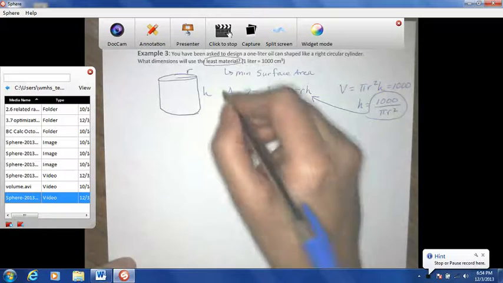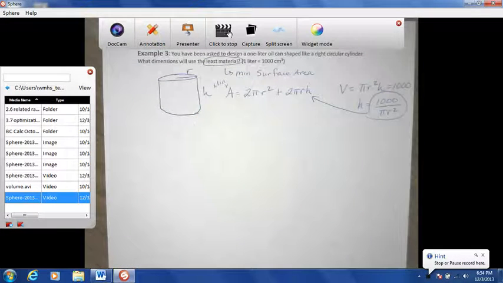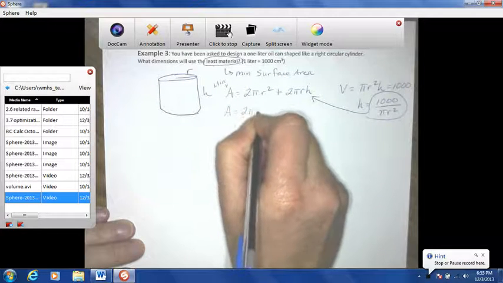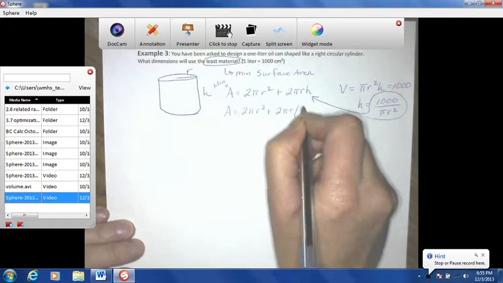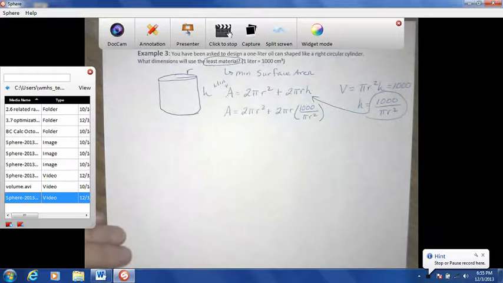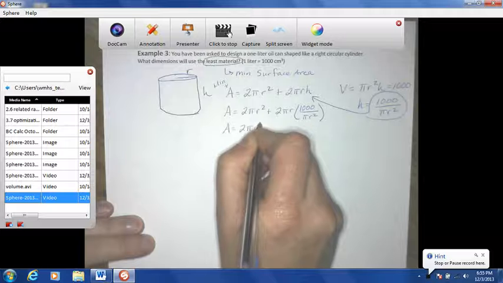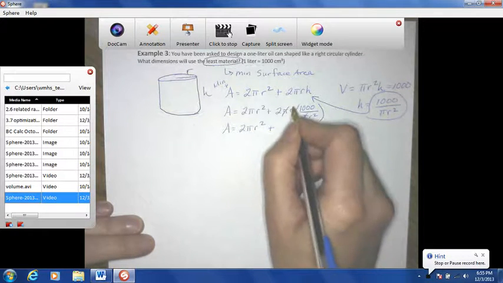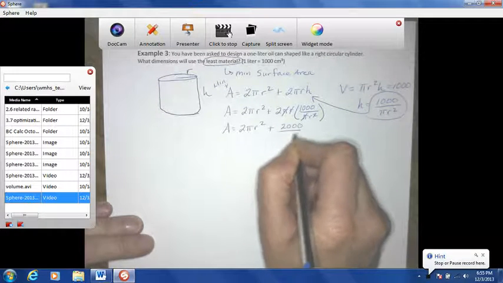Remember, the primary equation is the equation that we want to optimize, which in this case is finding the minimum. So the area is going to be 2 pi r squared plus 2 pi r, and we're going to replace h with 1,000 over pi r squared. Now we can do a little bit of cleaning up. The pi cancels, one of the radius values cancels, and 2 times 1,000 is 2,000 divided by r.